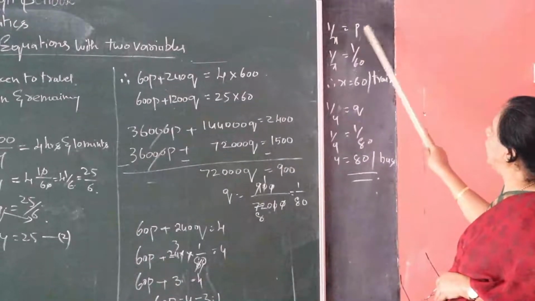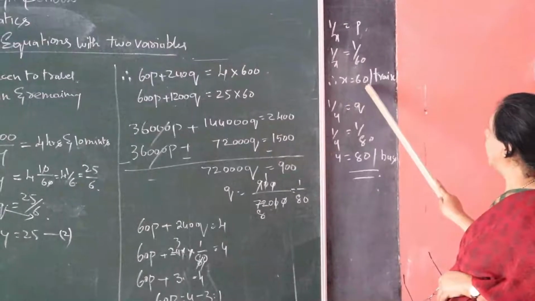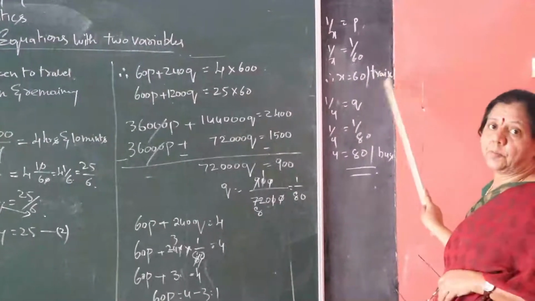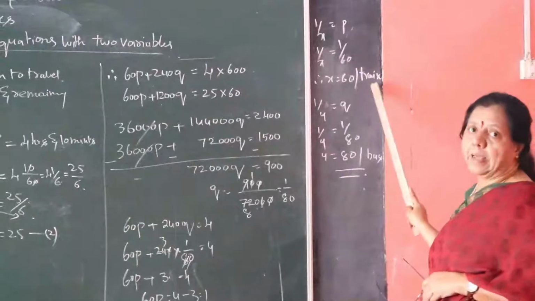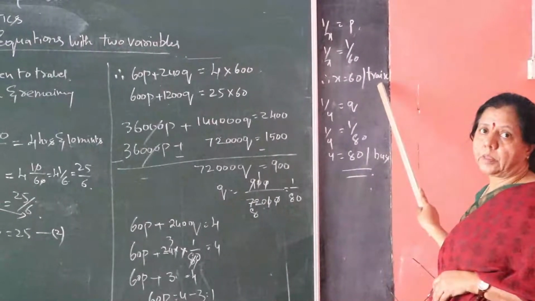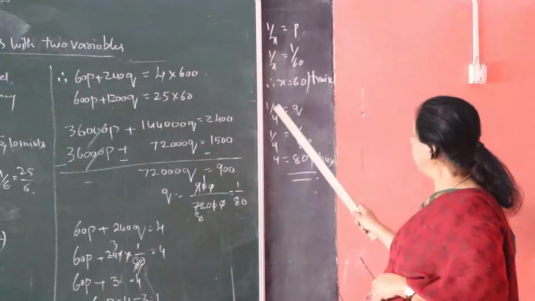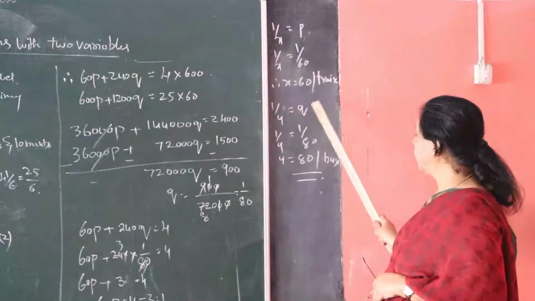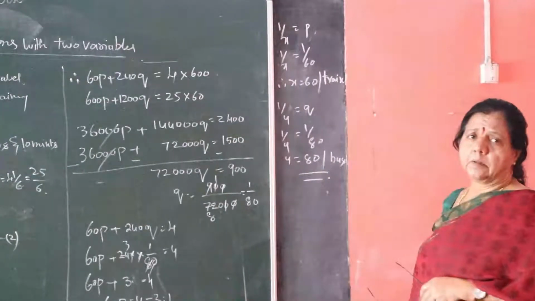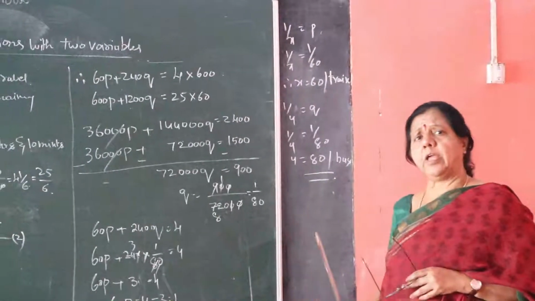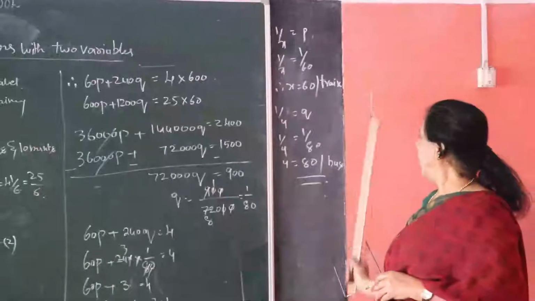Find the values of x and y. 1 by x is equal to p, 1 by x is equal to 1 by 60. Therefore x is equal to 60. This is the train speed. So the train speed is 60 kilometers per hour. 1 by y is equal to q, that is y is equal to 80. That is the bus speed.